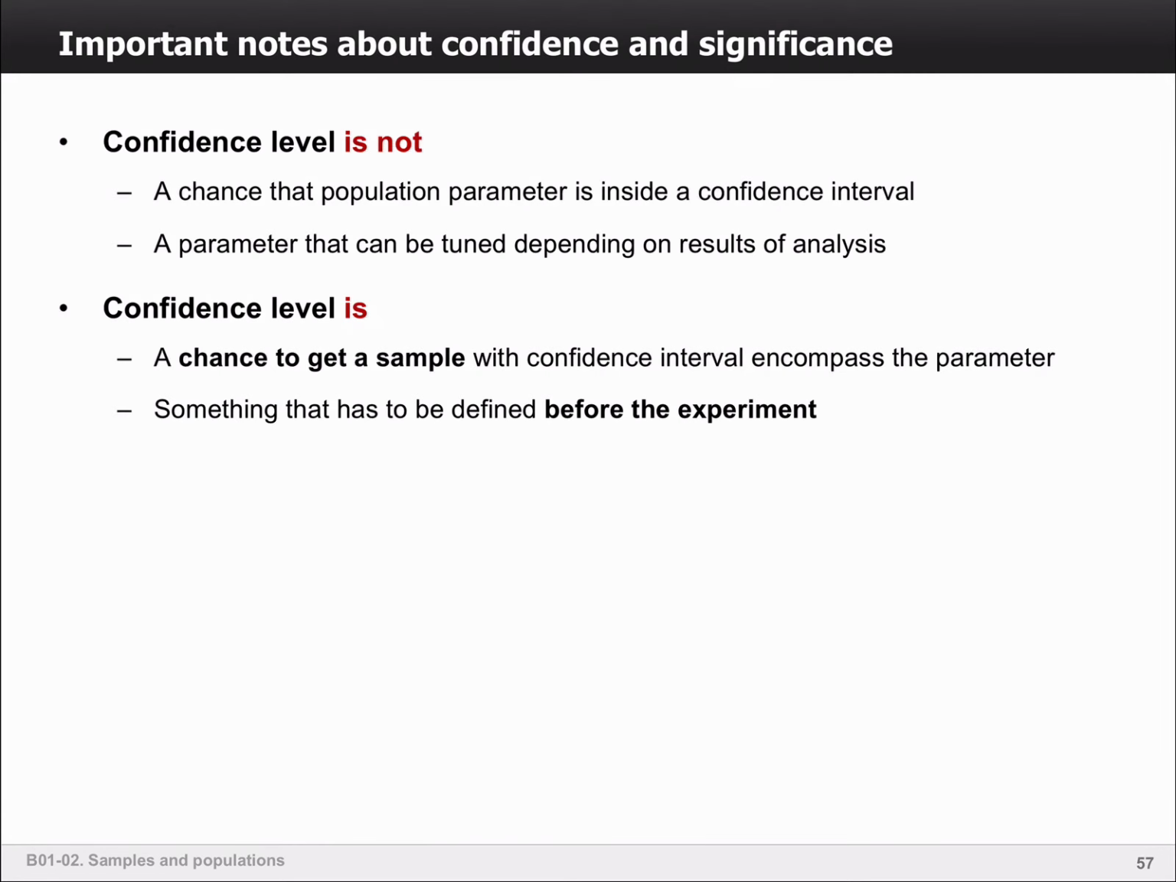And then the last thing I would like to remind you, it's again to remember that confidence level and significance level, it's not something that you can tune after your experiment is done. Confidence level and significance level is a chance to get a sample with certain properties. So it means that you have to define your confidence and significance level before you get a sample, because afterwards you cannot tune them just to meet your requirements. That's important to remember.